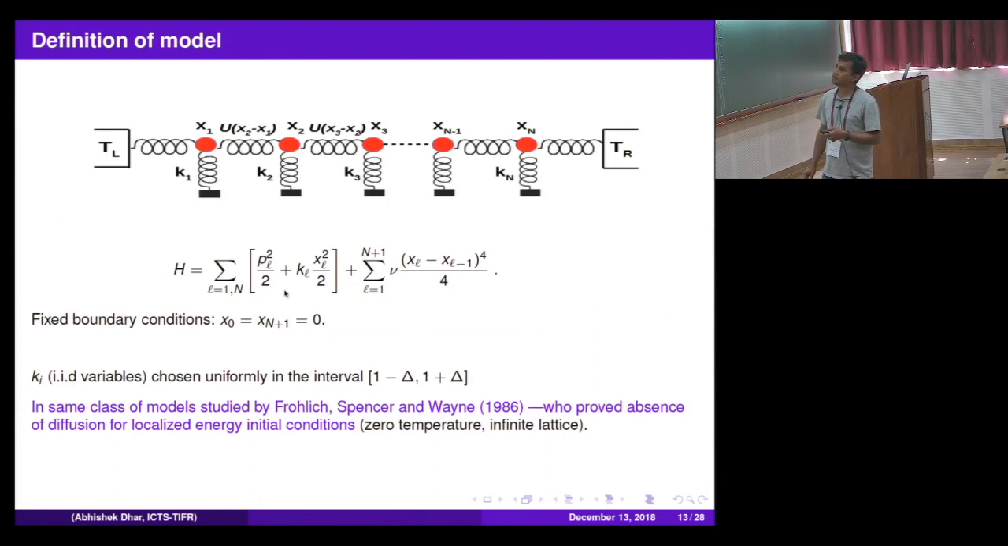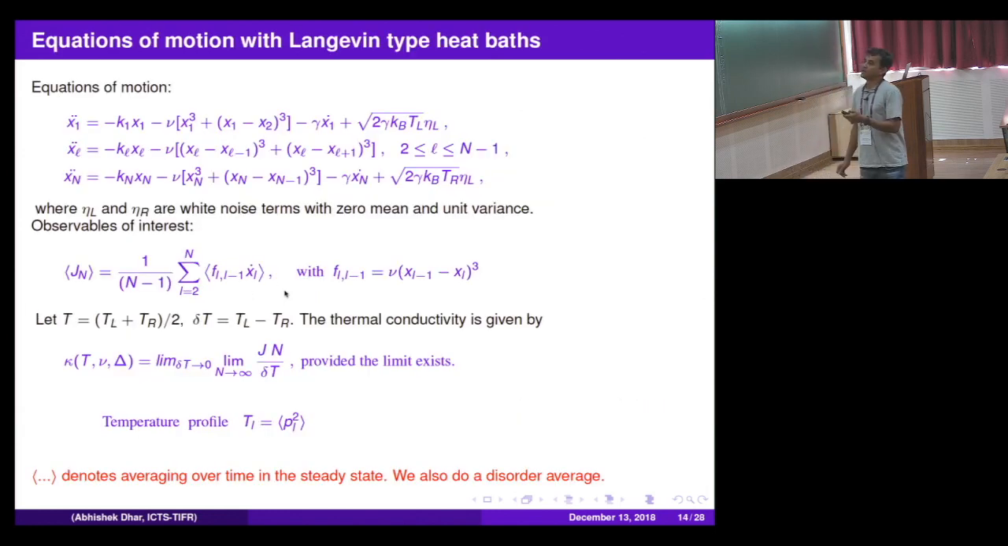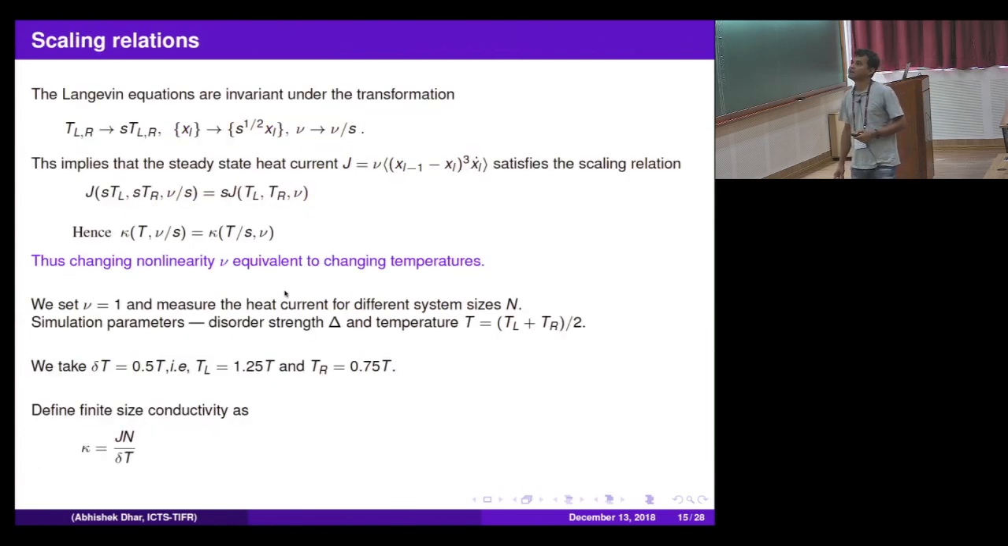Let me again say what the disorder is. Every spring here is a random variable, and the coupling is this fourth order term. Without the coupling, it's obviously an insulator with no transport, and we want to see the effect of this coupling. This is again the setup: we do non-equilibrium simulations with heat baths, measure the current and compute the conductivity. We do this for a given realization, and then average over various disorder realizations.